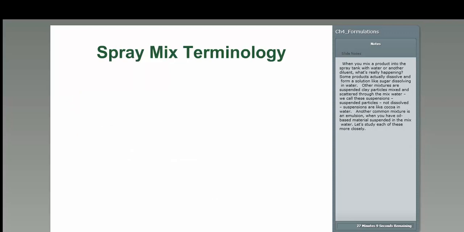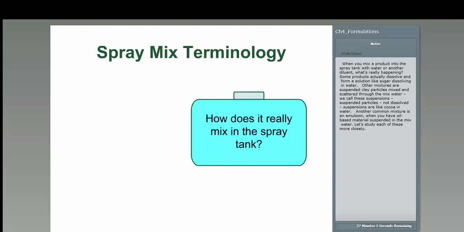When you mix a product into the spray tank with water or another diluent, what's really happening? Some products actually dissolve and form a solution like sugar dissolving in water. Other mixtures are suspended clay particles mixed and scattered through the mixed water. We call these suspensions. Suspended particles, not dissolved. Suspensions are like cocoa in water. Another common mixture is an emulsion, when you have oil-based material suspended in the mixed water. Let's study each of these more closely.